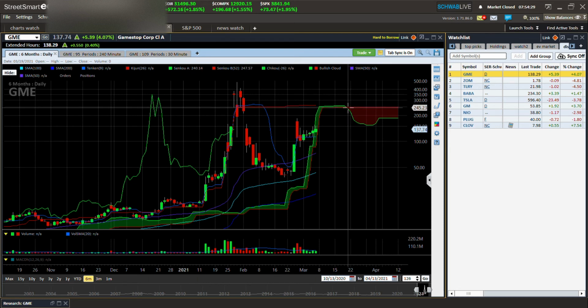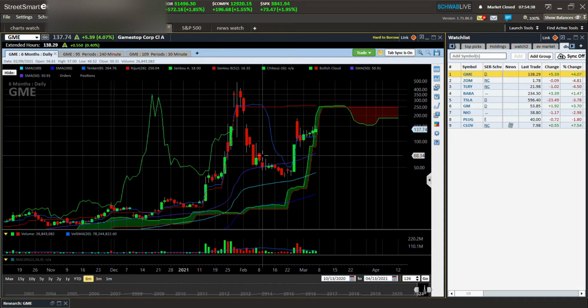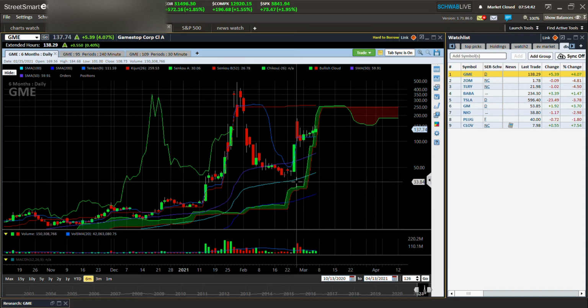So this GameStop, we're looking at a daily chart here. Took a huge spike up, long wick, momentum down. Try to respawn down here. This is a 100 period moving average, 50 period. Nice bullish candle right here. A little bit of bullish price action. I really don't see this going past 250.